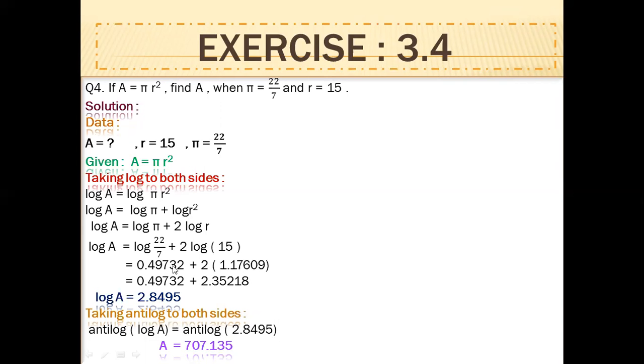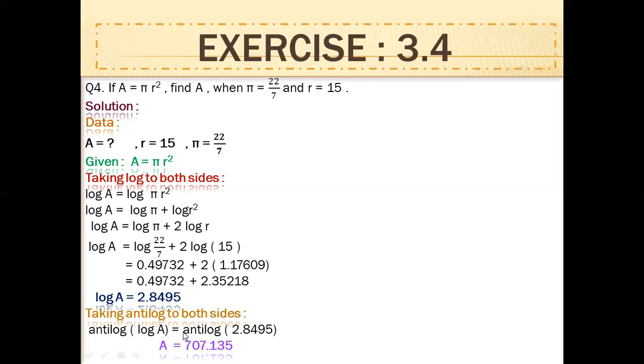This is 0.49732. Also log 15 is 1.17609. Multiply it with 2. After the addition, 2.8495. And now we have log A, so that's why we take the anti-log of both sides.